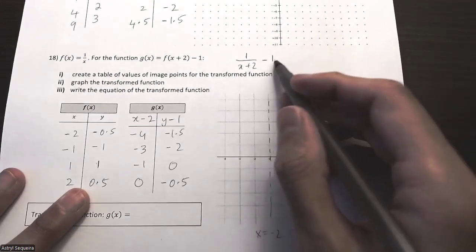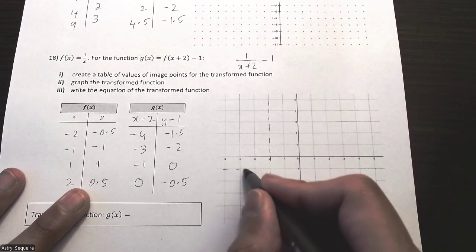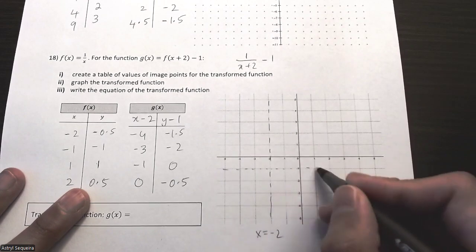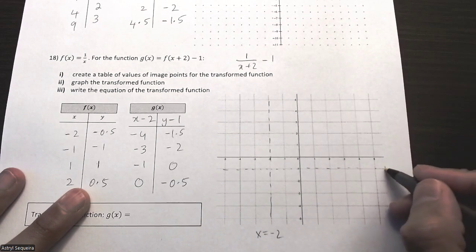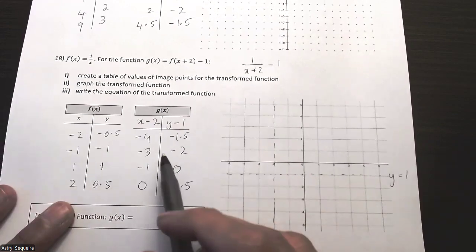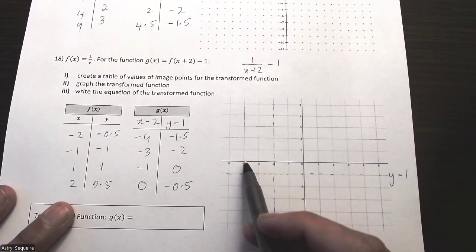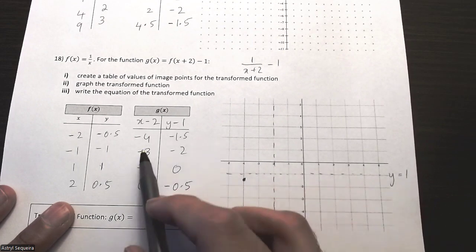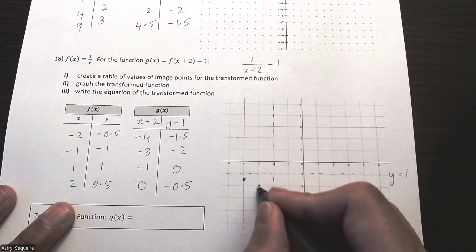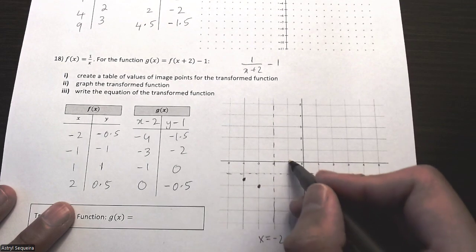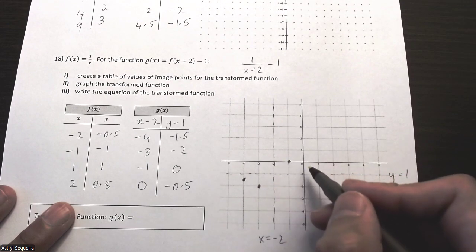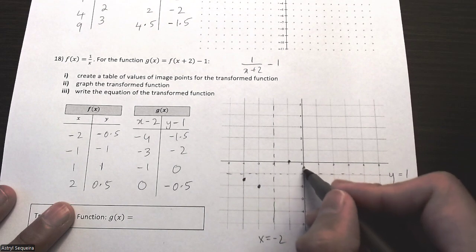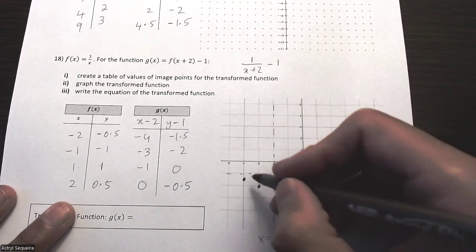And my horizontal asymptote is just at -1. You want to always draw out your asymptotes first. Then we'll put our points. So (-4, -1.5), (-3, -2), (-1, 0), and (0, -0.5). So those are the points on this side here.